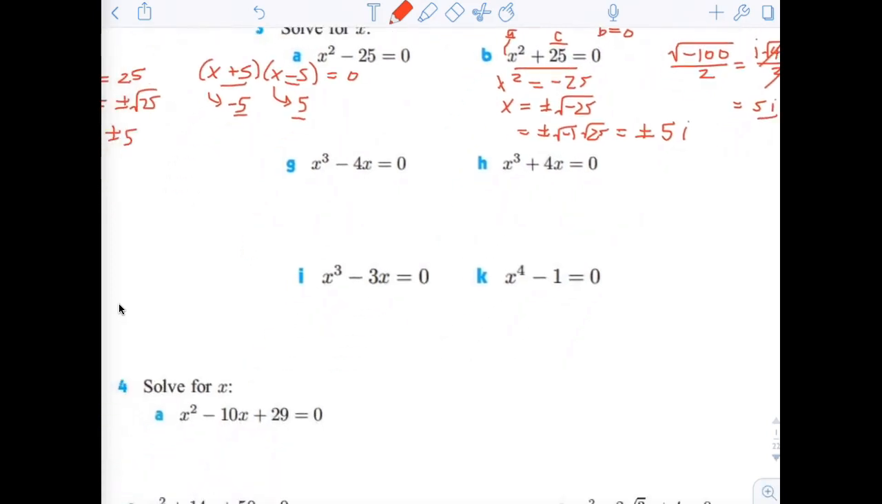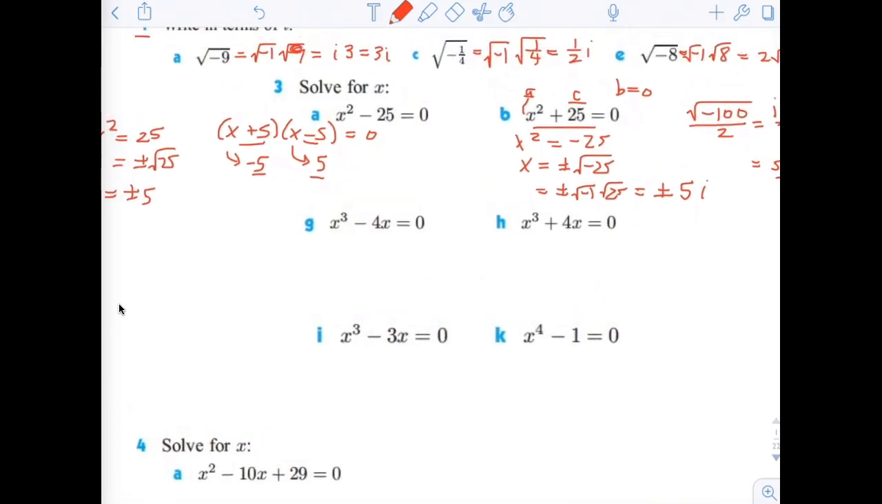Okay, x squared minus 4x equals 0. So here we could factor out an x, right? So we could say x times x squared minus 4 equals 0. So x times x plus 2 times x minus 2 equals 0. So the possible solutions would be x equals 0, x equals negative 2, and x equals positive 2. Okay, what about this one? x cubed, we're going to factor out an x here, so we'll have x squared plus 4 equals 0.